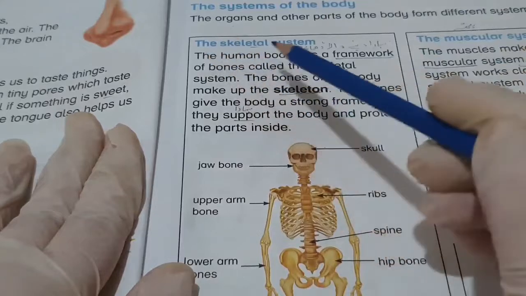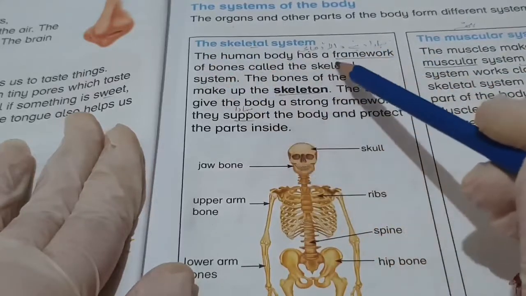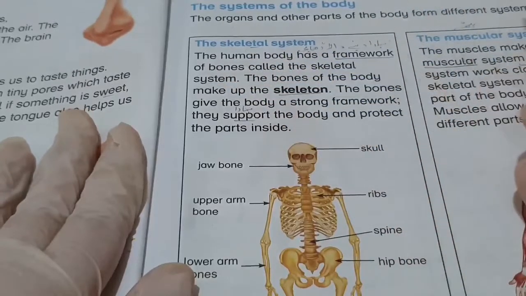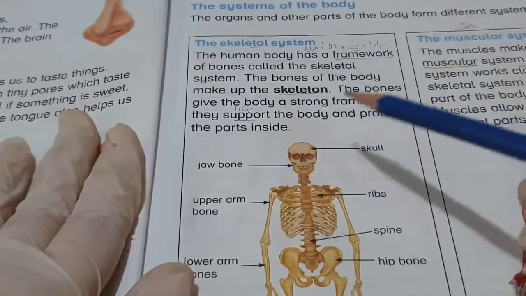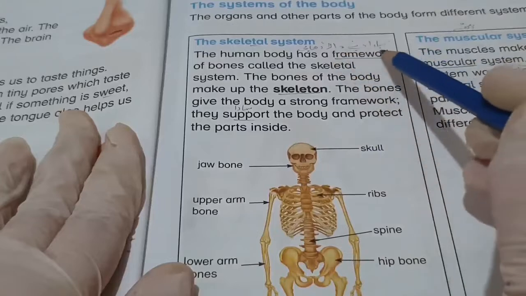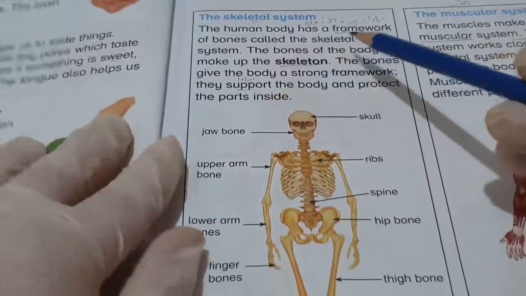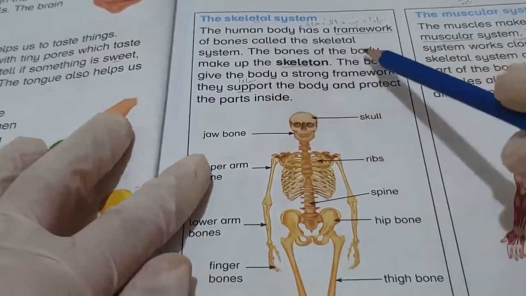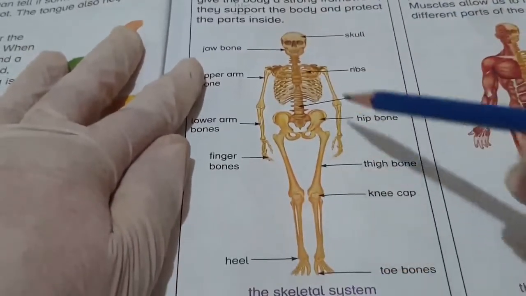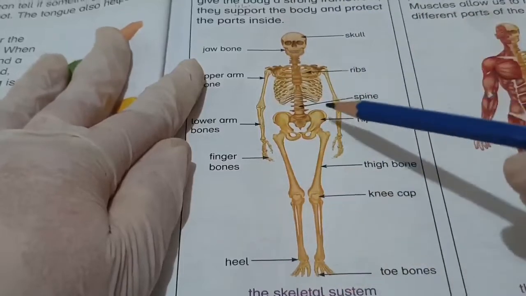The human body has a framework of bones called the skeletal system. All of you must have bones in your body, you can feel them. So all these bones combine together to form a framework, the frame of something, and it is called the skeletal system. The bones of the body make up the skeleton. This is called a skeleton. All of us have got this skeleton within our body.